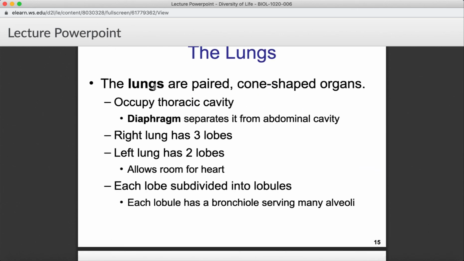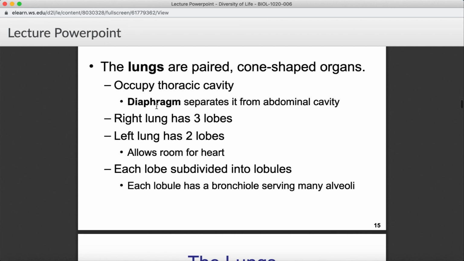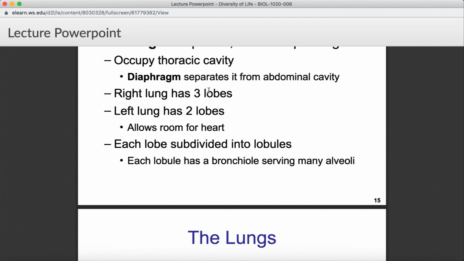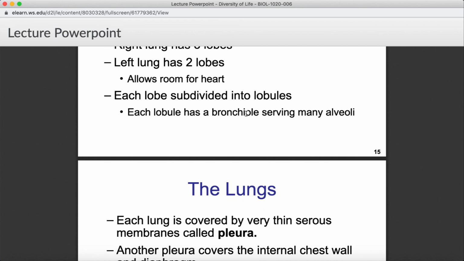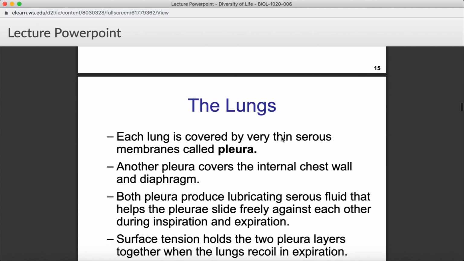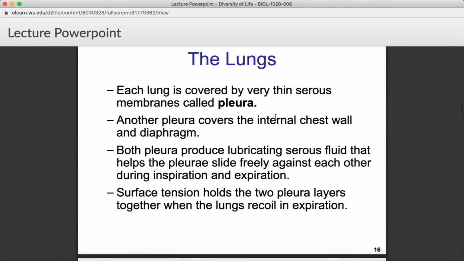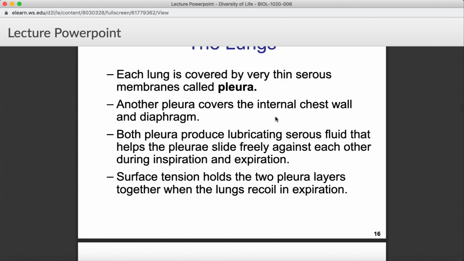The lungs are paired cone-shaped organs that occupy the thoracic cavity, which is separated from the abdominal cavity by the diaphragm. The right lung has 3 lobes, the left lung has 2, which allows room for the heart. And then those are each subdivided into lobules, which is why if you get lung cancer, they can usually just cut out one lobule and then you're fine, instead of having to remove the entire lung.